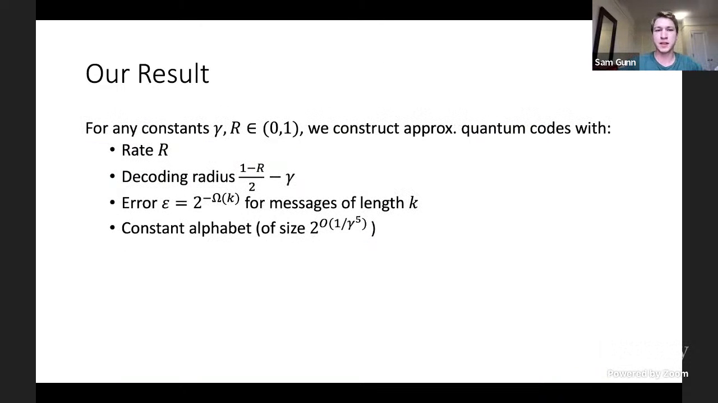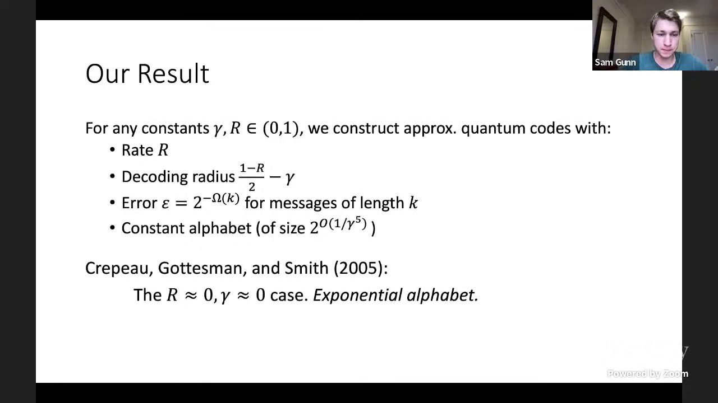Okay, so this is our result again, but a little more formally. For any constant slack parameter gamma and any rate r, we're going to construct codes with rate r, decoding radius gamma off of the singleton bound, and inverse exponential error in constant alphabet, where the alphabet is going to grow with the slack parameter, which is how much slack you want off of the singleton bound.